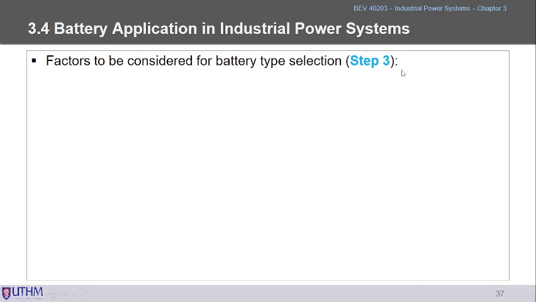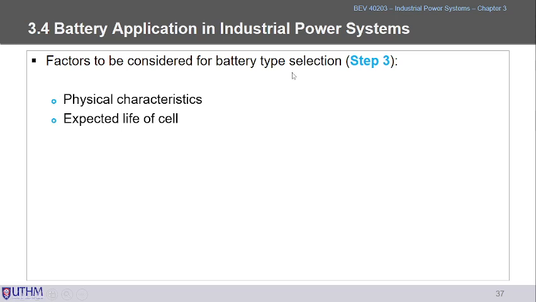And in step 3, we need to consider what type of battery we need to use, best to suit our condition of operation. So first we need to consider the physical characteristics. So how big is the area, maybe for placing the battery, for example, right?